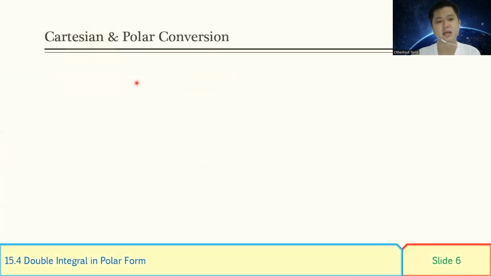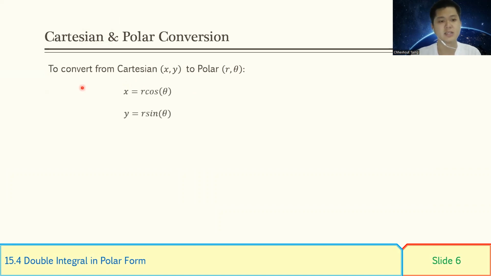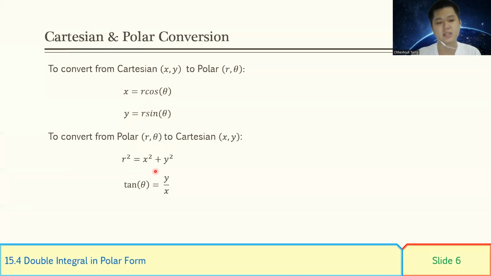For Cartesian and polar conversion, as I have mentioned, it is something we have already learned. For example, how do you convert from Cartesian to polar? Well, you use one of these formulas: x equals r cosine theta or y equals r sine theta. And if you want to convert from polar to Cartesian, you use one of these, or both of them from time to time, depending on the situation, obviously. So r squared equals x squared plus y squared, tangent theta equals y over x. These are the formulas that you will need to use to convert back and forth between Cartesian and polar.